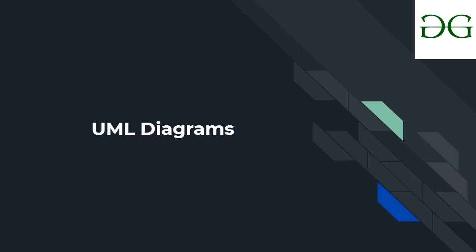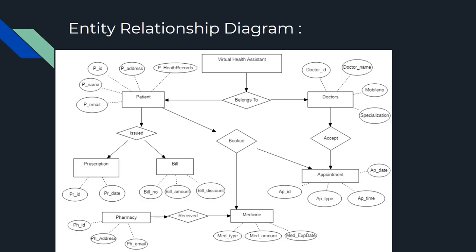UML diagrams. So here is the entity relationship diagram, and I think it's almost clearly visible how it's working. So this is the virtual health assistant, which belongs to patients and doctors. Patient has patient email, name, ID, address, and health records, and doctor has doctor ID, name, mobile number, and specialization. Patient can book an appointment, and doctor will accept the appointment.